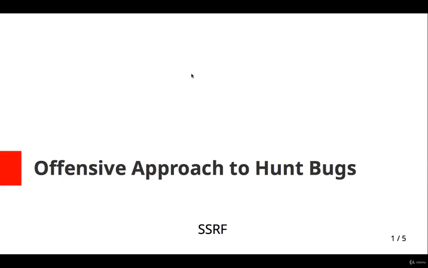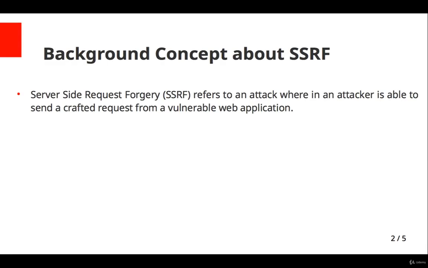Now we will see the SSRF vulnerability, server-side request forgery. Let's talk about the background concept of this vulnerability. This vulnerability is also referred to as external service interaction or out-of-band resource load. A server-side request forgery vulnerability allows an attacker to change a parameter used on the web application to create a controlled request from the vulnerable server.